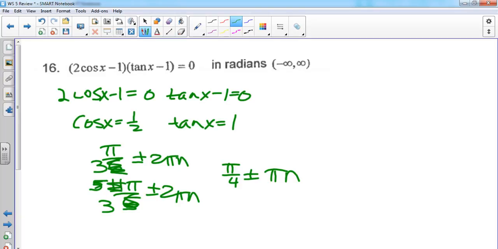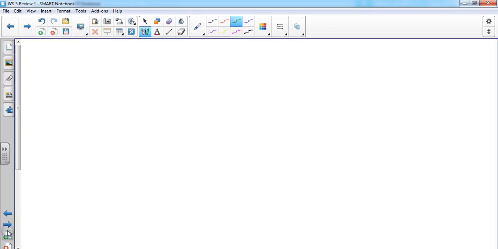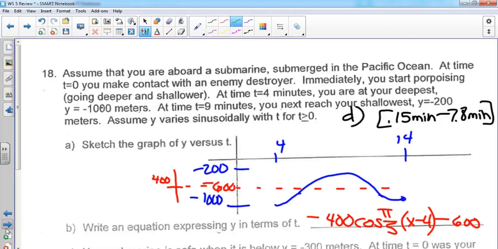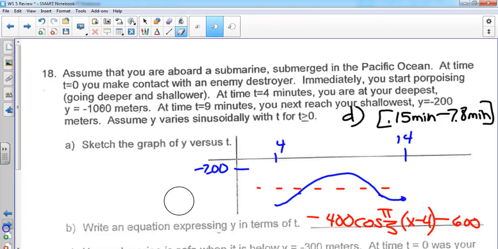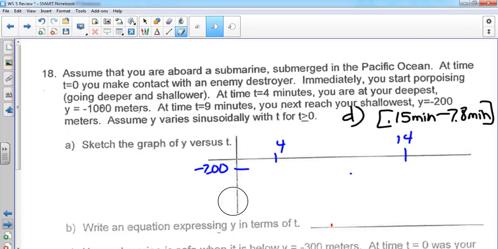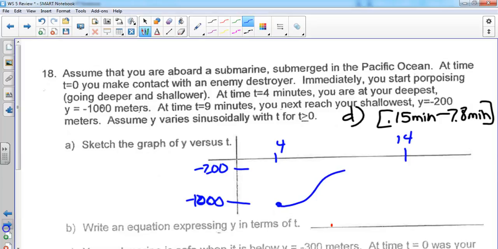Number 18. On this same worksheet? Yes, ma'am. Okay. I gave you the start of this question the other day, didn't I? It says 4 minutes, you're at your deepest. 9 minutes, you're at your shallowest. That's half a period. That was a distance of 5, so I added 5 more and got 14. So how can we write that equation?